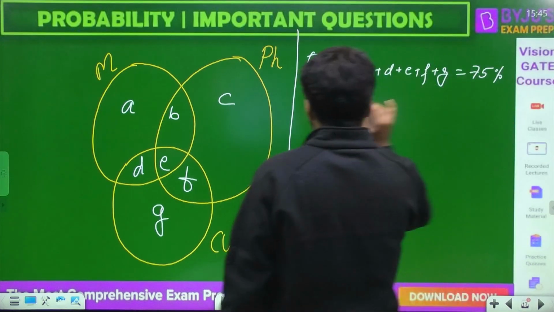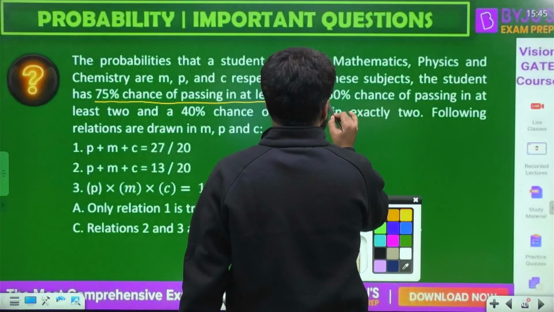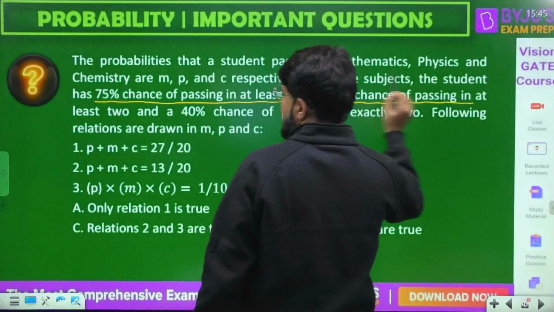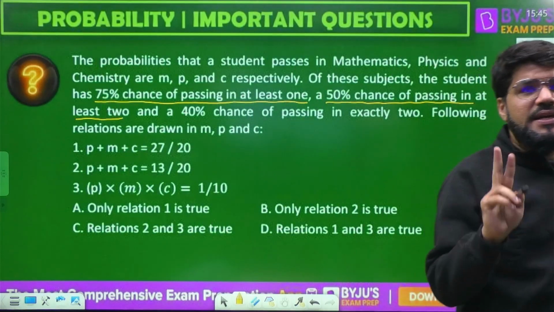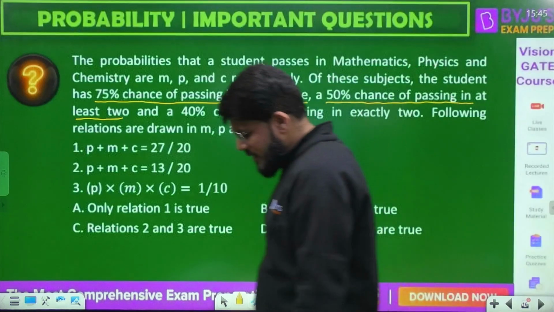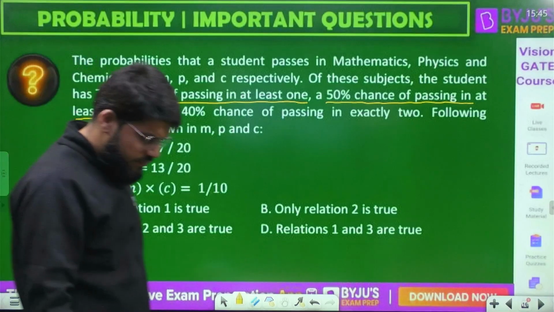Let me write this in the percentage form only. Second equation. What is the second equation given to me? There is a 50% chance of passing in at least two. In at least two, 50% chance is there.